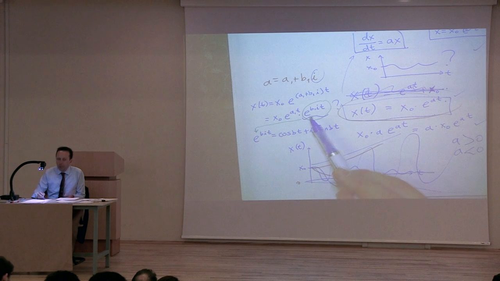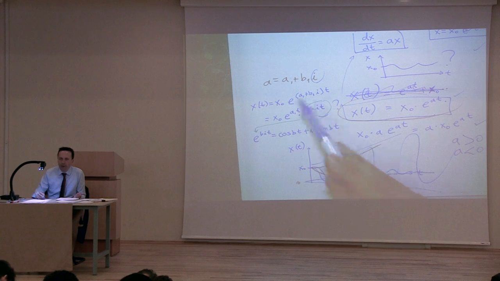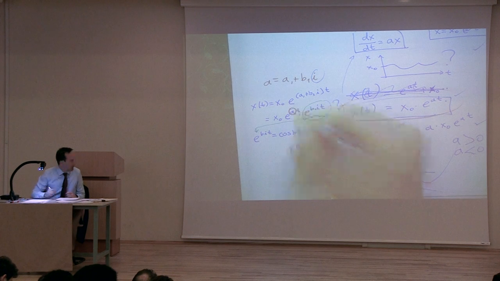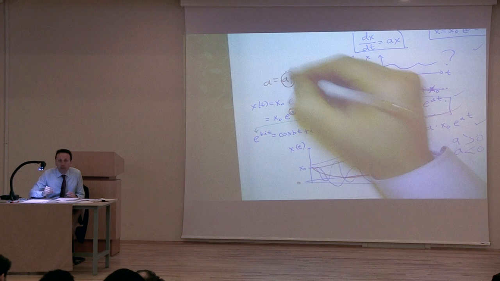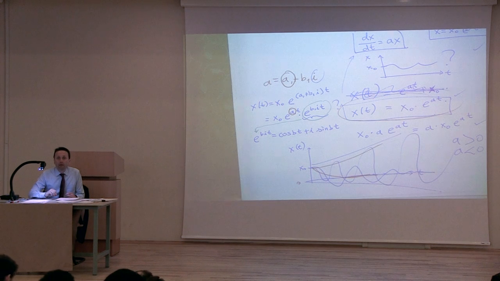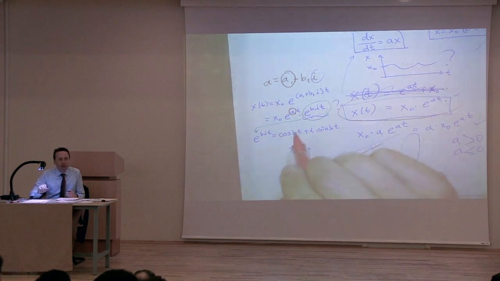Okay? So who's deciding if the system is stable or unstable if A is a complex number? B1 or A1? A1. Because it's all about this A1. And therefore, it is all about this guy here. Who is this guy? It's the real part of the complex number.